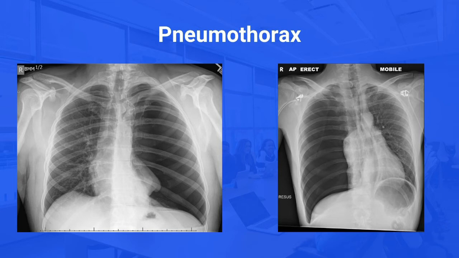This is due to the presence of a large amount of air in the left pleural cavity or in the left mediastinal region. It appears more black as compared to the right side due to the presence of air.